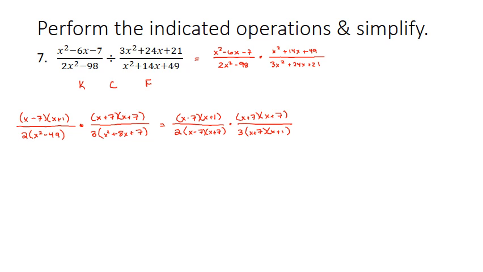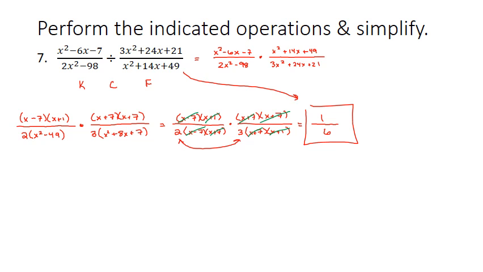Go through and cancel any like terms. There's a lot of them here. X minus 7 over x minus 7, x plus 1 over x plus 1, x plus 7 over x plus 7, x plus 7 over x plus 7. Literally everything cancels except for a couple of numbers. Since everything on the top canceled, we use an understood placeholder of 1. On the bottom, you have the 2 and the 3 left over that you can multiply together, and that's 6. So this ugly fraction up here actually simplifies all the way down into a constant of 1 over 6.